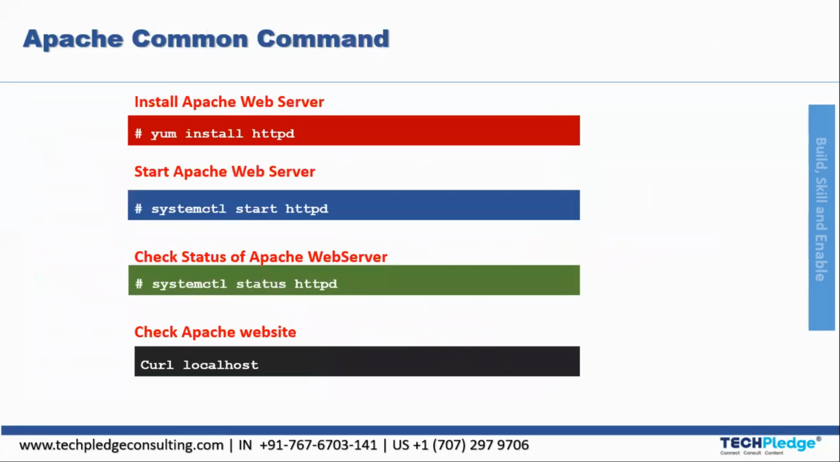Next are the common Apache commands that we use. As we know, we are going with Linux, and here we use yum install httpd for the Apache web server. To start the service, we use systemctl start httpd. To check the status, we go for systemctl status httpd, and to check the Apache website, we go with curl localhost. Here is where our website will appear, where the web server will be showing our website. So yes, this is all about the common Apache commands.